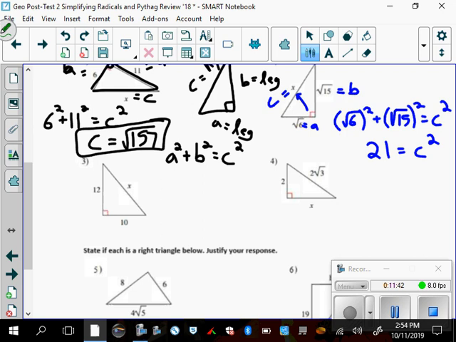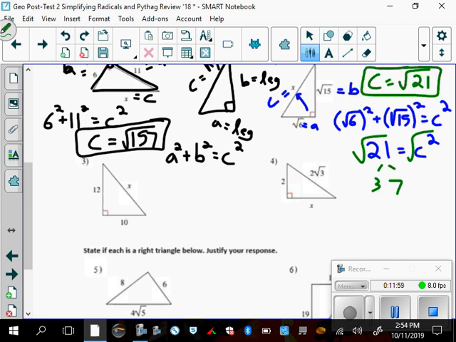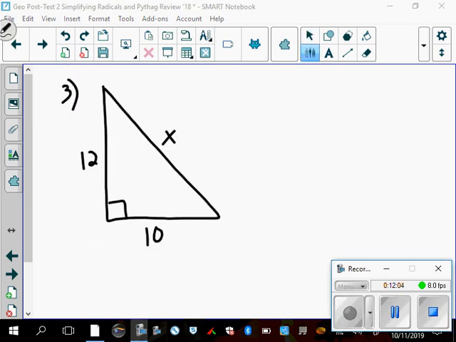Similar to what we did before, I would square root both sides. The only numbers that go into 21 are 3 and 7. Because those don't pair up, we're just going to leave this as radical 21. That cannot be simplified. Sometimes they can be simplified and sometimes they cannot. So I'll make this a little bit bigger for you. It looked a little congested there.